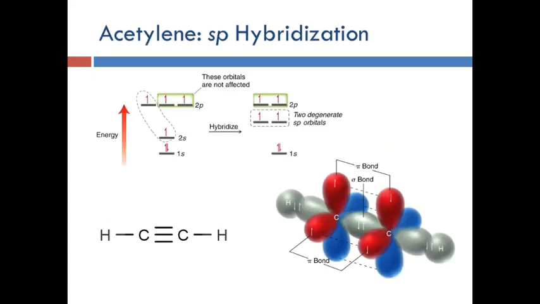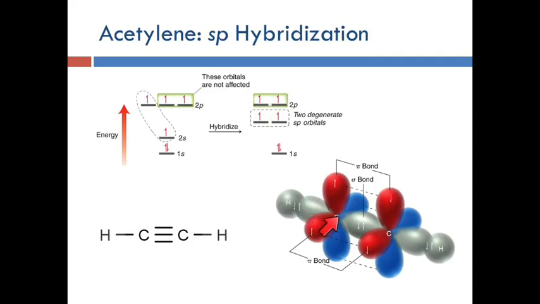And this is what happens in acetylene, the simplest molecule with sp hybridization. So this carbon, we've got a bond to hydrogen and a bond to carbon. What's happened here is we've got one s and one of the p orbitals. They're both in the second energy level. They combine and become degenerate, meaning the same energy. So they're equivalent in the same way that these two p orbitals are equivalent.